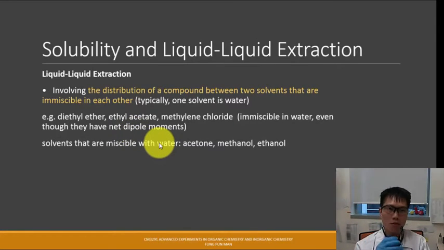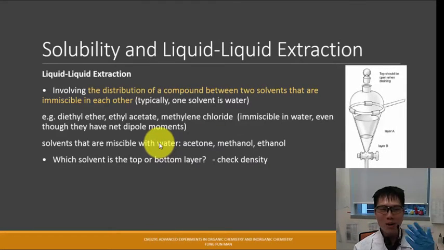Solvents that are miscible with water: acetone, methanol, ethanol, because all of these can form hydrogen bond with water. Do not be tricked if somebody asks you, in a separatory funnel, right? When I add acetone with water, 2 layers, no? And then which is the top, which is the bottom? Just 1 layer will do. So how do you check which is top and bottom? You have to check the density. Density tells you. High density at the bottom, it will sink.